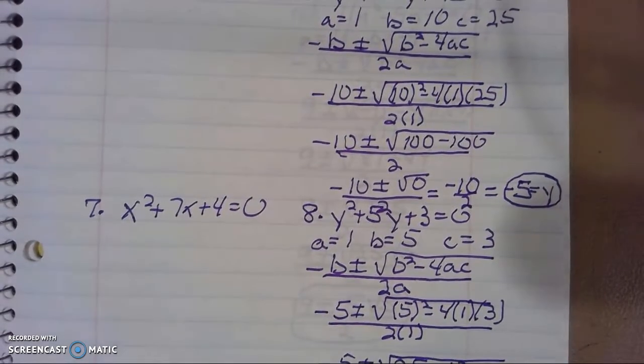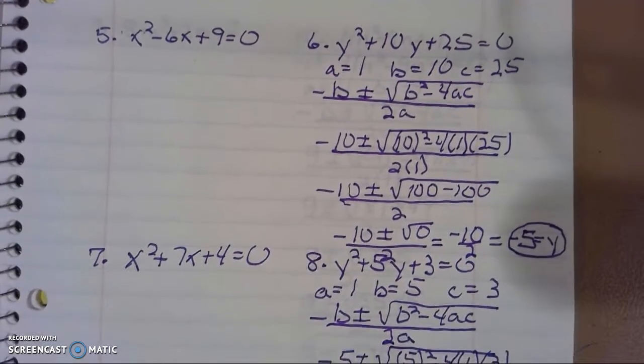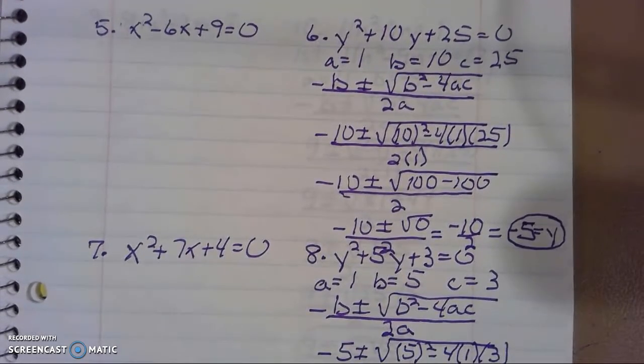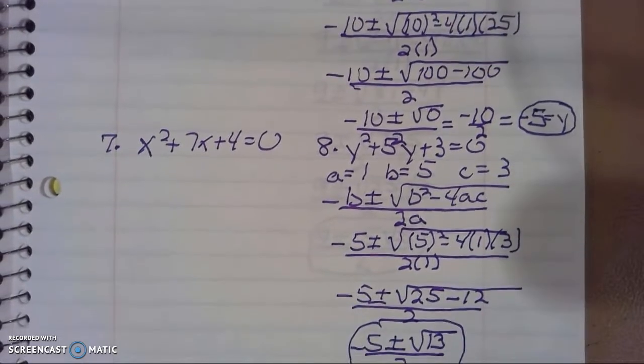The next page, number 5 and 6, have kind of a special situation. A's 1, B's 10, C is 25. We put them in our quadratic formula. This time we get 0 inside the radical. So we just have negative 10 plus or minus 0 over 2. So it's really just negative 10 over 2, negative 5. We just have one answer.